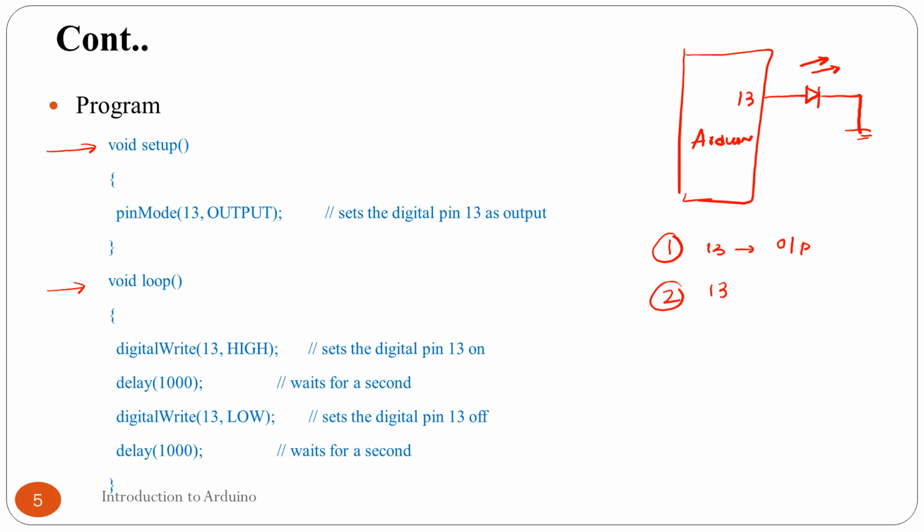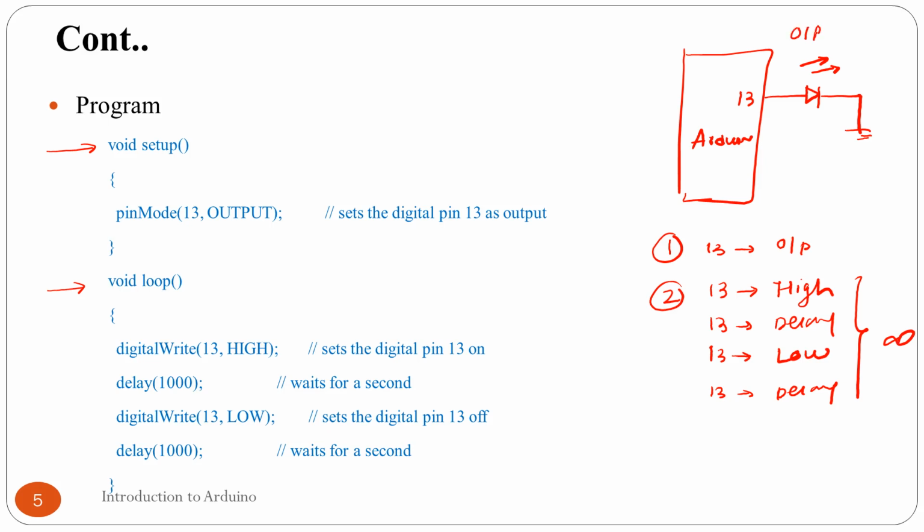Second, pin number 13 we have to put into the high state, then apply delay, then put pin number 13 into the low state, and again apply delay after putting pin 13 in the low state. This we have to write into the void loop, that is the infinite loop. Once this is done, we can upload this program into the Arduino board and our LED will be in blinking condition.